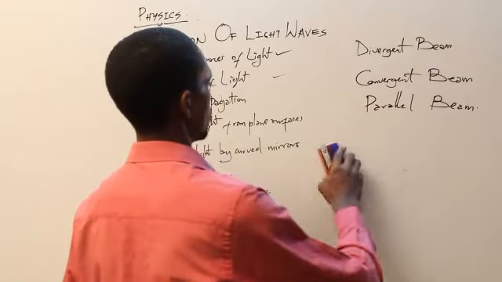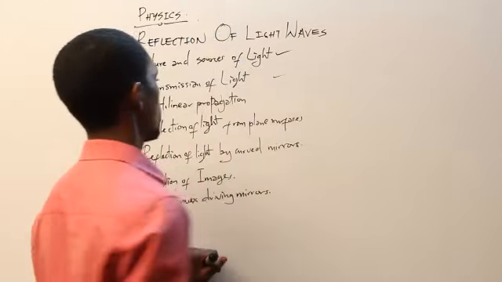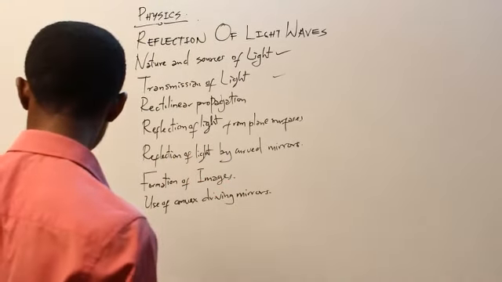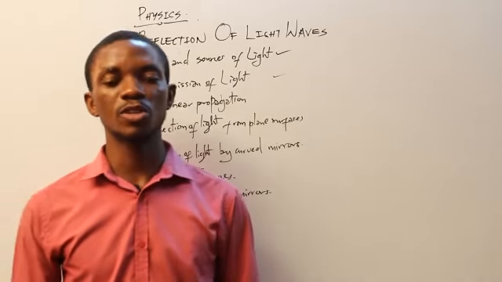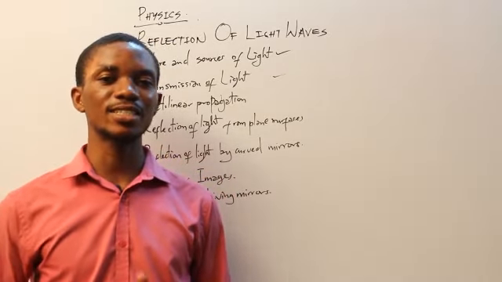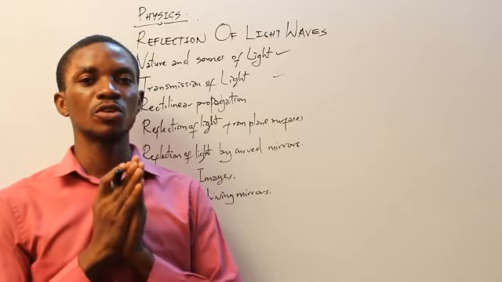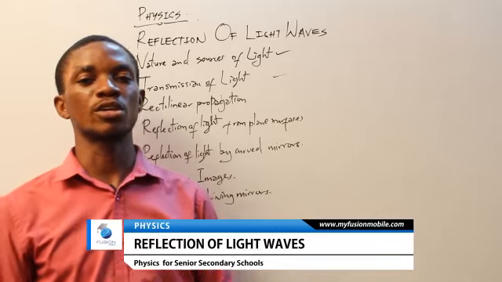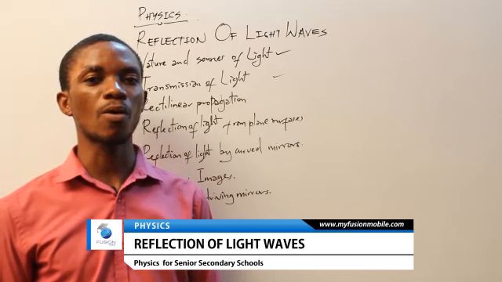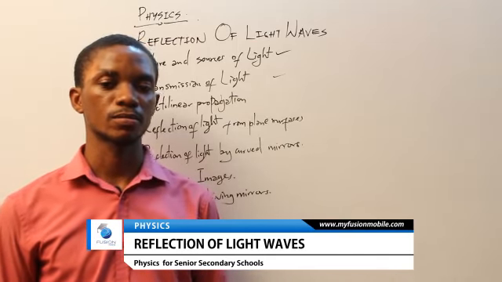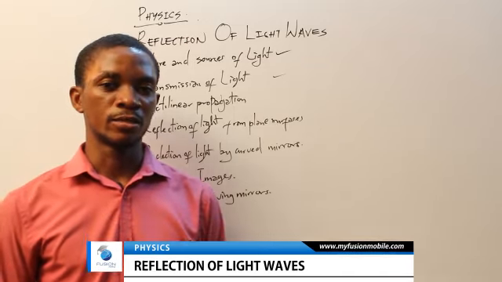Let's talk about rectilinear propagation of light. The concept of rectilinear propagation of light simply talks about the fact that light can only move in a linear direction, that is, in one direction, and light does not possess the power to bend.